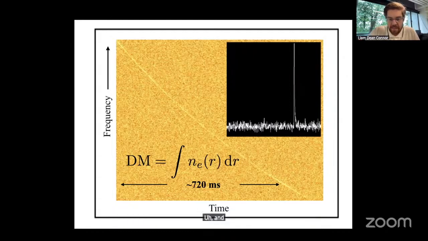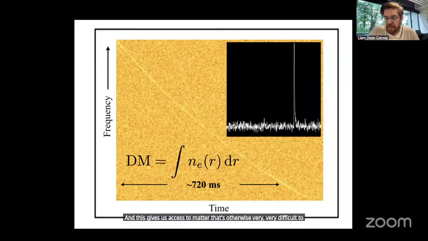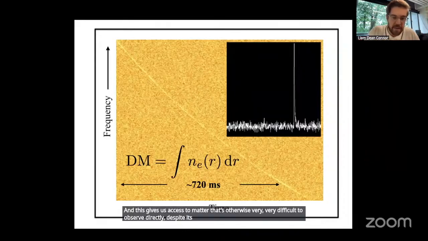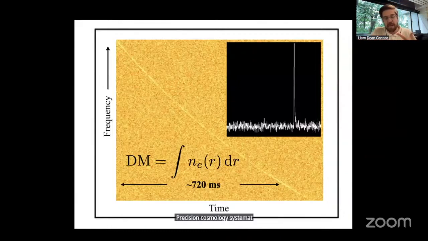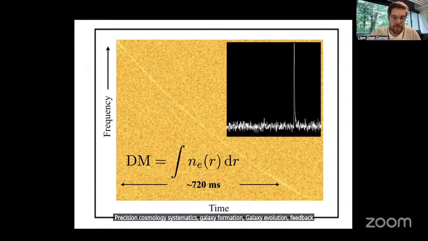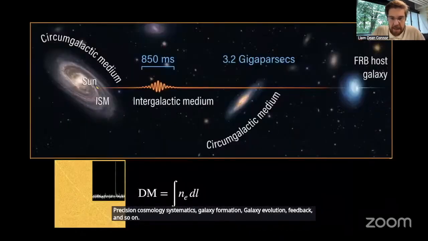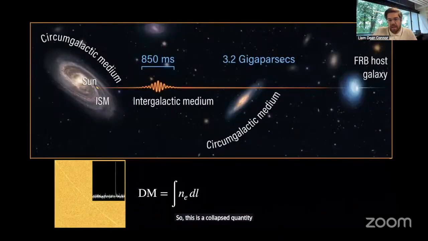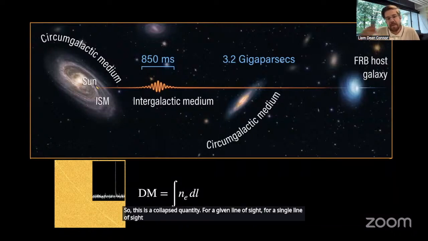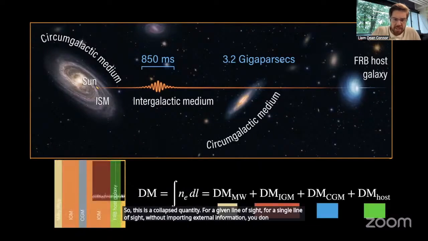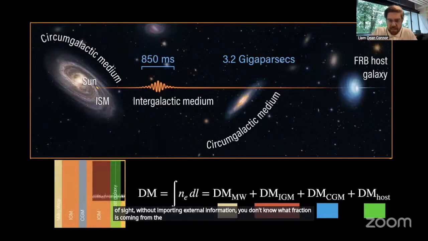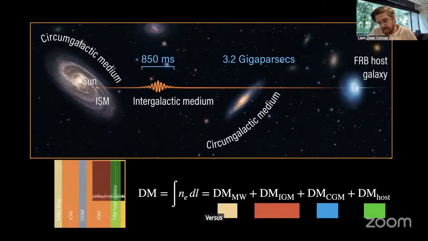And this gives us access to matter that's otherwise very, very difficult to observe directly, despite its outsized impact on things like precision cosmology systematics, galaxy formation, galaxy evolution, feedback, and so on. So this is a collapsed quantity for a given line of sight, for a single line of sight, without importing external information. You don't know what fraction is coming from the Milky Way versus the IGM versus the intervening CGM or the host, and so on.